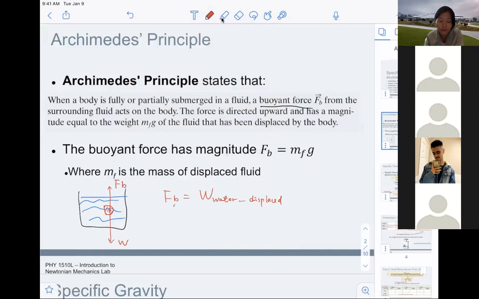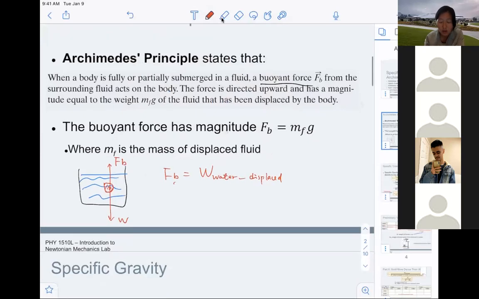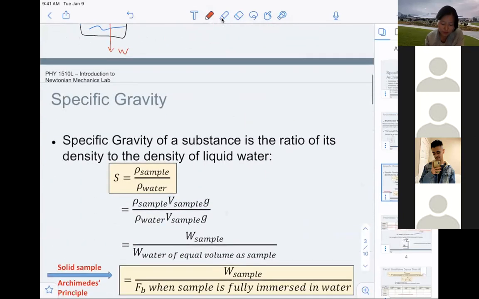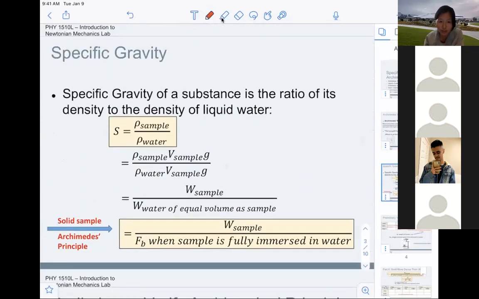Okay. So we are going to take advantage of this principle to help us measure the specific gravity of the object. So really we're just trying to measure the density of the object. Okay, so how are we going to do this experiment? Let's take a look at a derivation here.